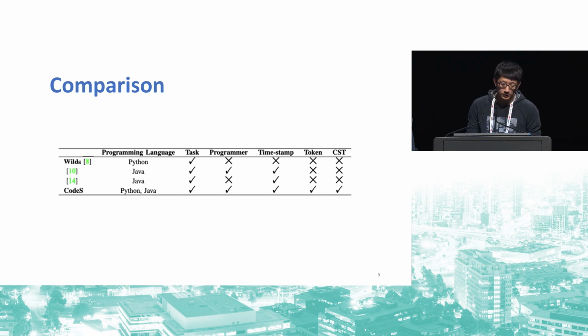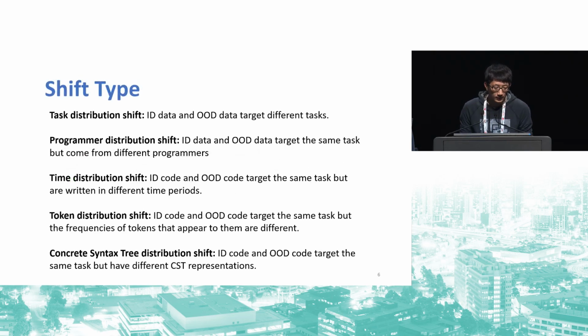Here is a summarization of our dataset. We can see CodeS supports 5 types of distribution shifts, which include task, programmer, and timestamp. These 3 types can be seen as natural distribution shifts, and 2 synthetic distribution shifts: token-based and concrete syntax tree-based distribution shifts. These 5 types of distribution shifts, the details are here.